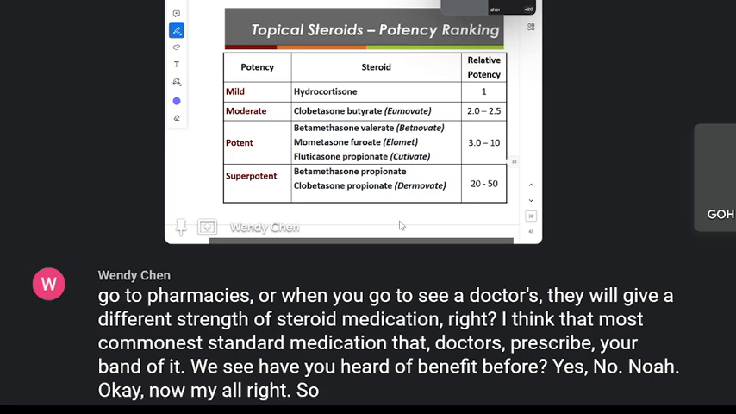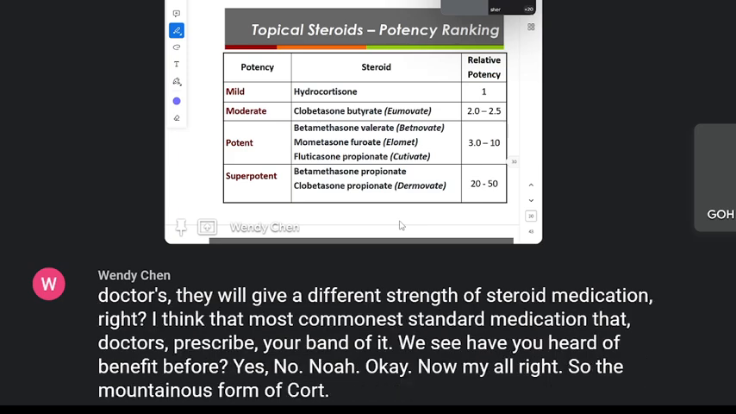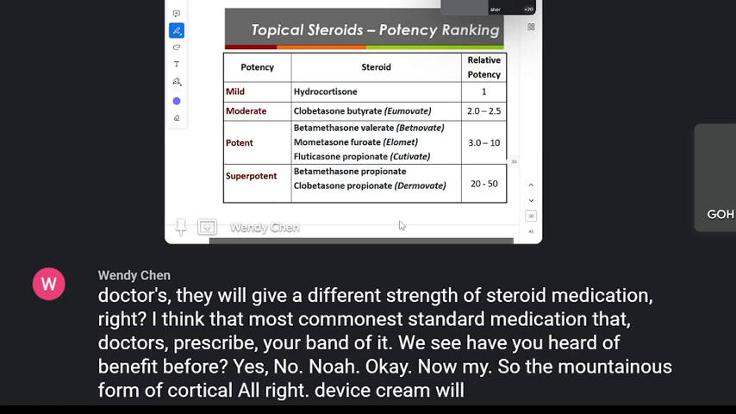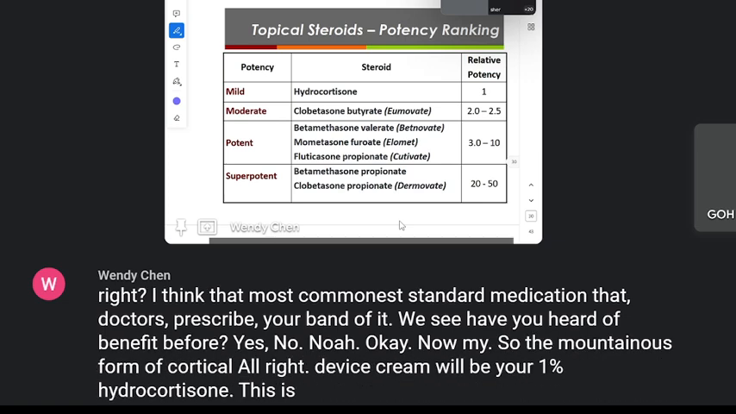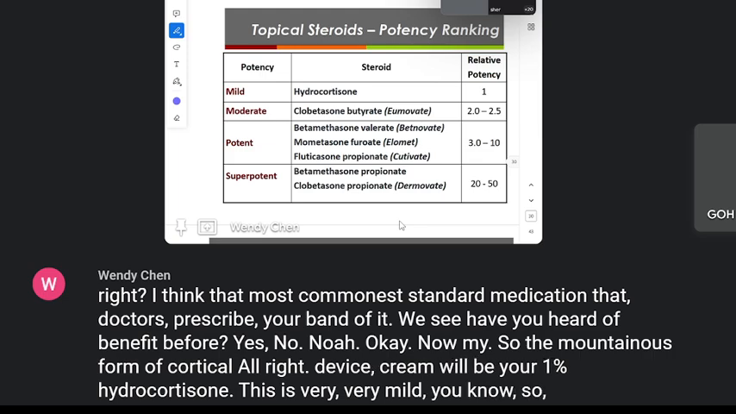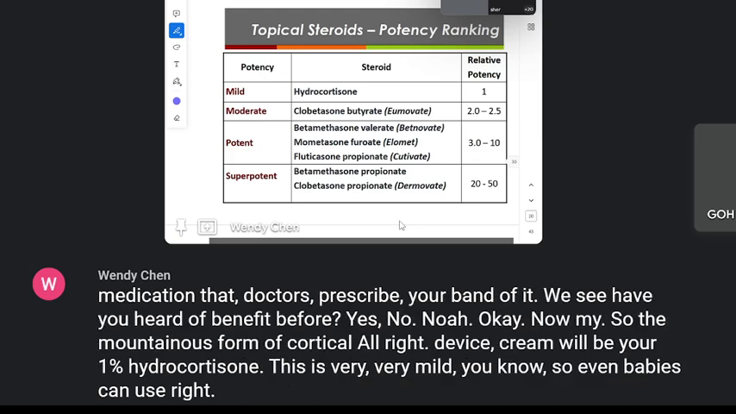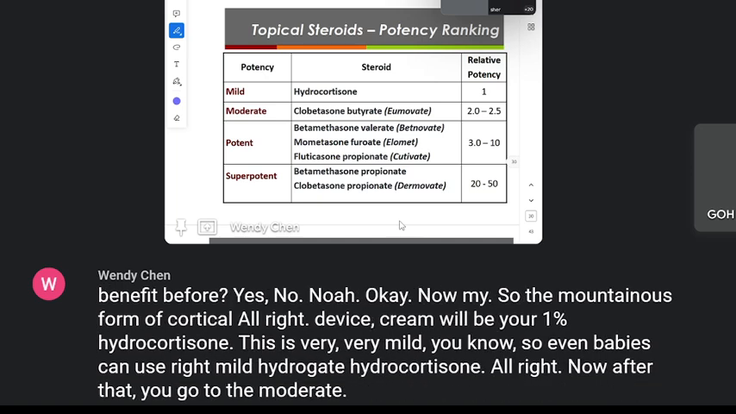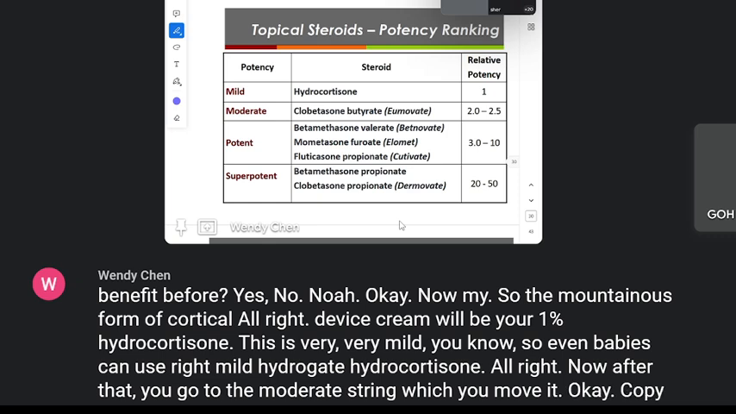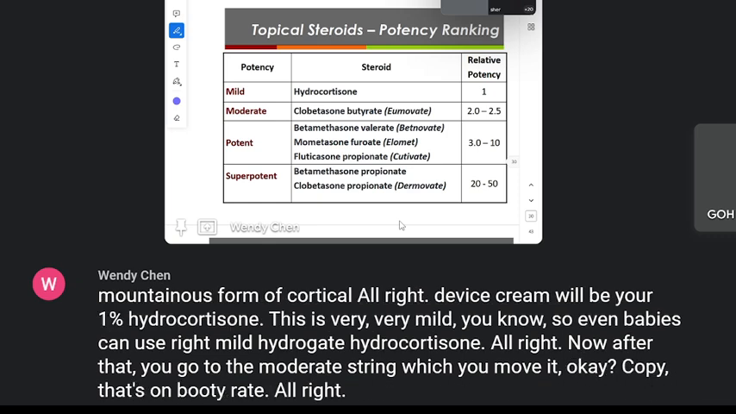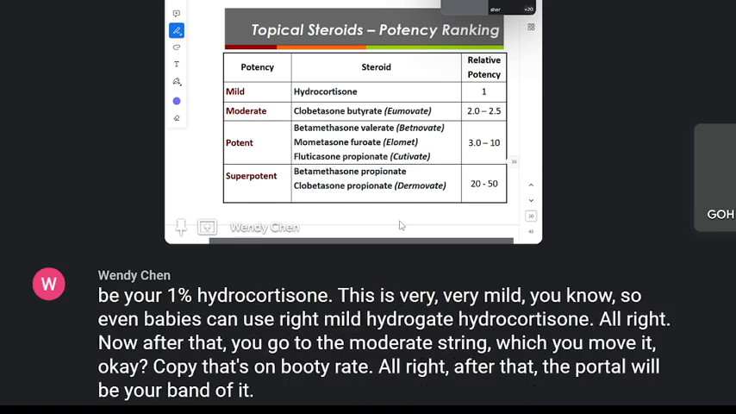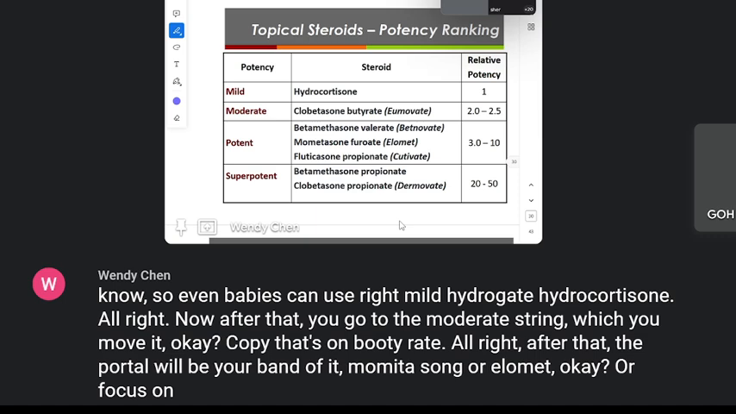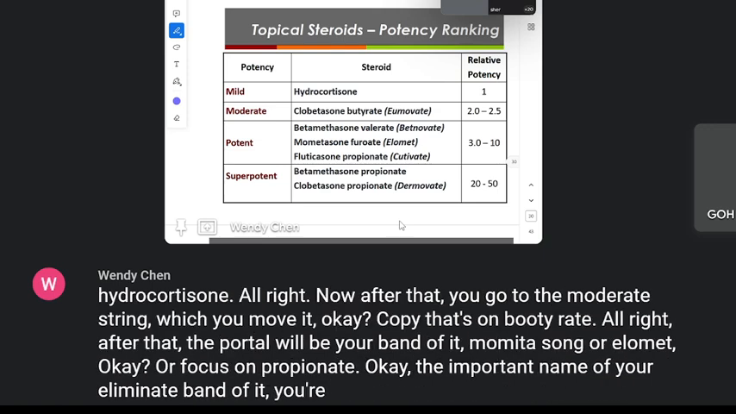All right, so the mildest form of corticosteroid cream will be your 1% hydrocortisone. This is very mild only, so even babies can use, all right? Mild hydrocortisone. Then after that, you go to the moderate strength, which is your Umovit, clobetasol butyrate, all right? Then after that, the potent one will be your Benovit, mometasone or Elomet, or fluticasone propionate. The important names will be your Elomet, Benovit, Umovit, things like that, alright.